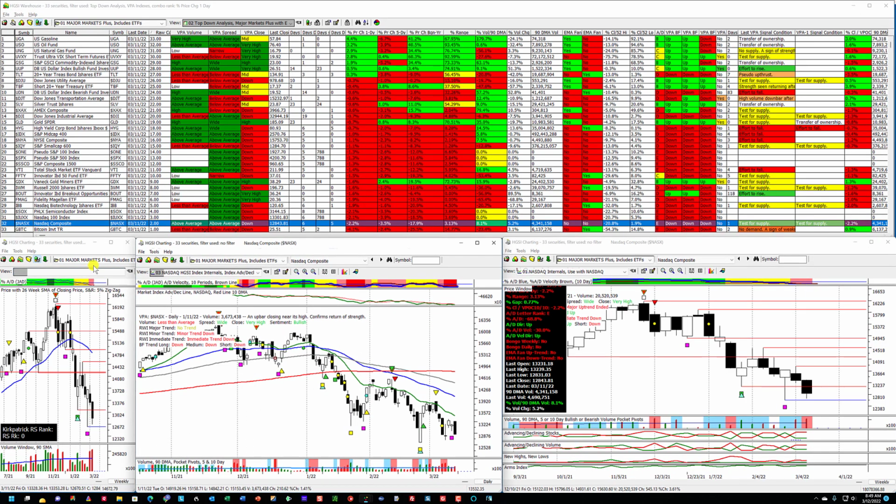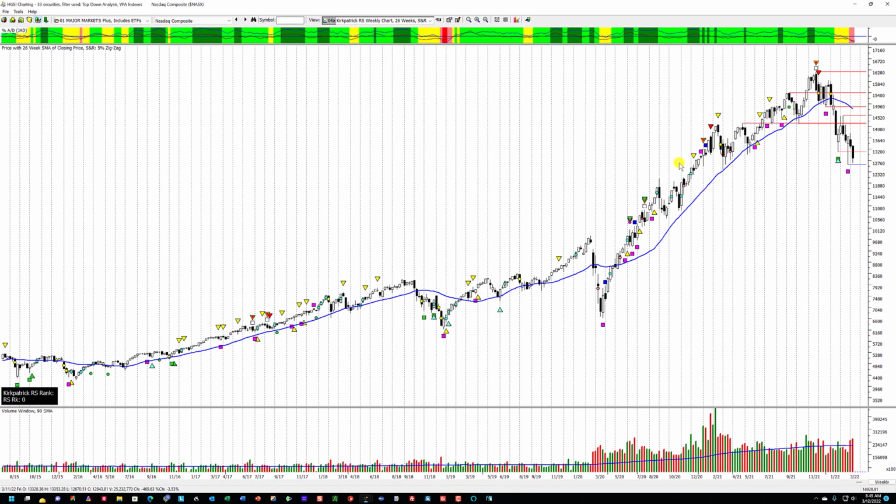It's obvious. Let's take a quick look at the weekly chart. I did this already. I don't have the moving averages on there, but you can see that this 30-week line or 26-week line has been violated, and the trend is down. See how strong this market was when this line was uptrending? It's a 26-week simple moving average of the closing price.